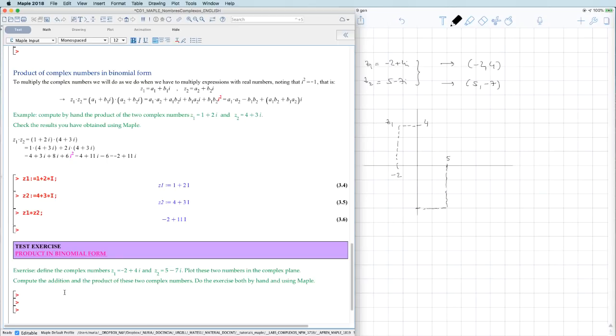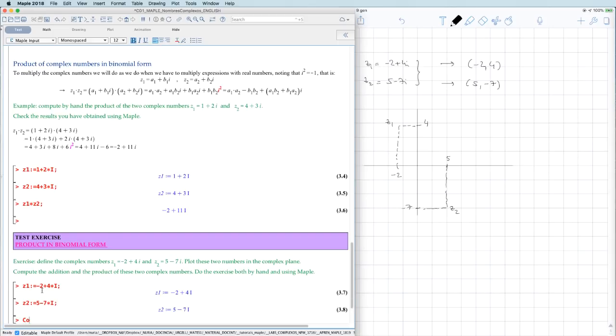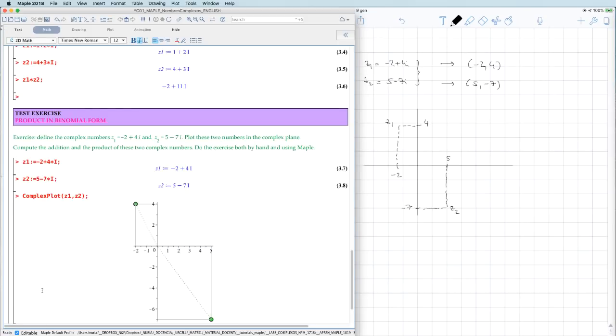So I'm not using, of course, a good scale. So these are our numbers. Remember that we can plot them by just using the complex plot command. Okay, so complex plot of z1, z2. Okay, this is our plot. And now let's do the product.